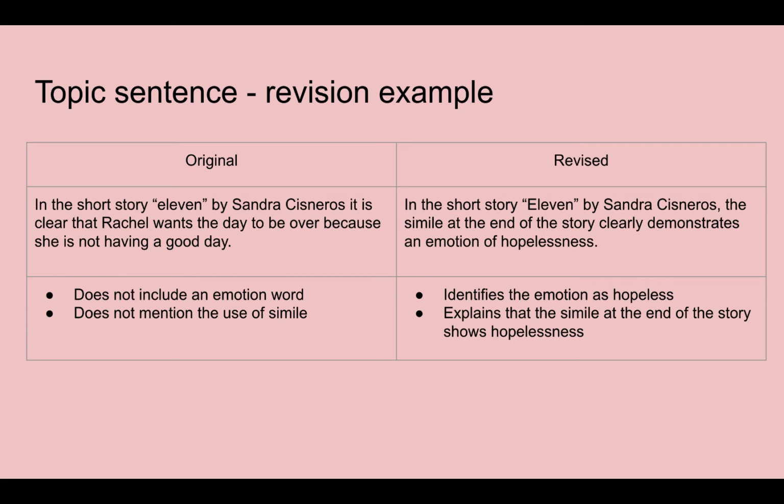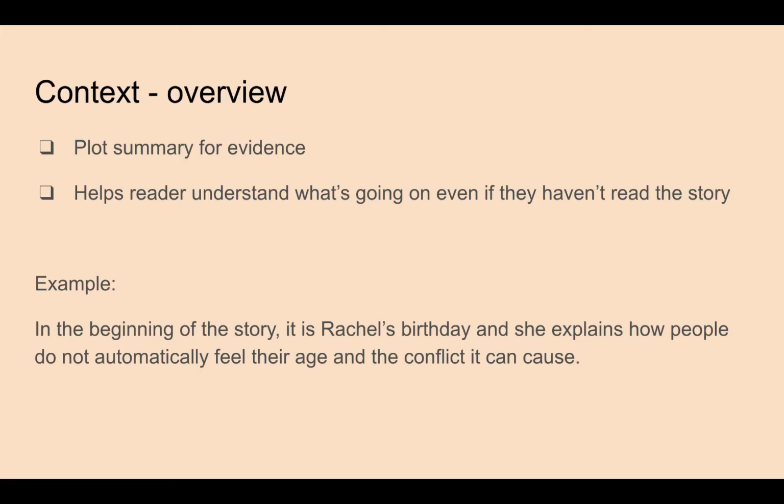A revised, improved version of that topic sentence would be: In the short story "11" by Sandra Cisneros, the simile at the end of the story clearly demonstrates an emotion of hopelessness. So there we see it identifies the emotion of hopelessness, and it explains that the simile at the end of the story demonstrates this. Up next, in your paragraph, you have context.